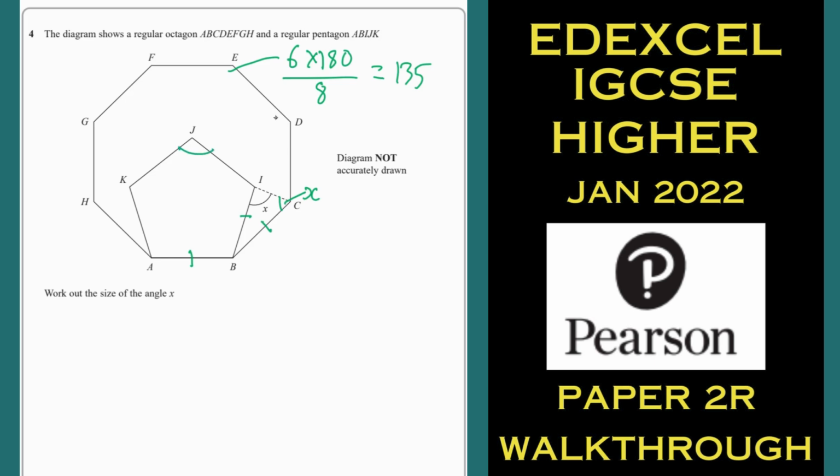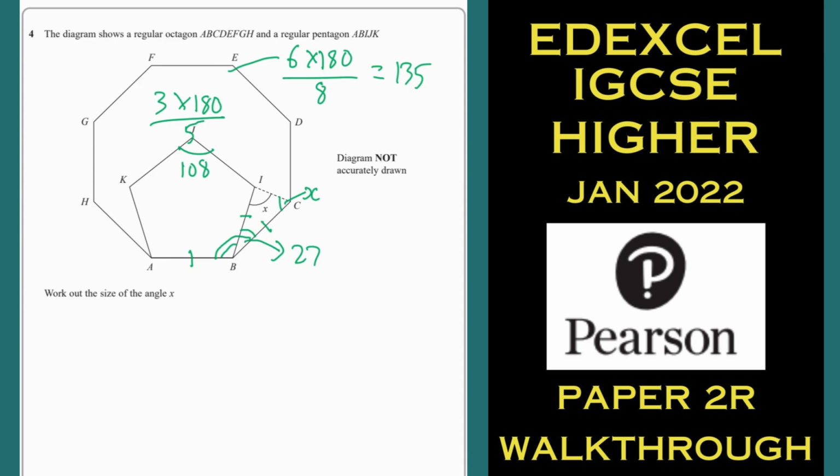Similar process with the regular pentagon. Take 2 away from the number of sides. You get 3, and that gets times by 180, divided by 5, and you get 108 for that. Why does all that help? Because let's focus on the apex of this isosceles triangle. The 135 is the big part. The 108 is that part. We'd like that part. We just subtract them. So that little angle here, that's 27.